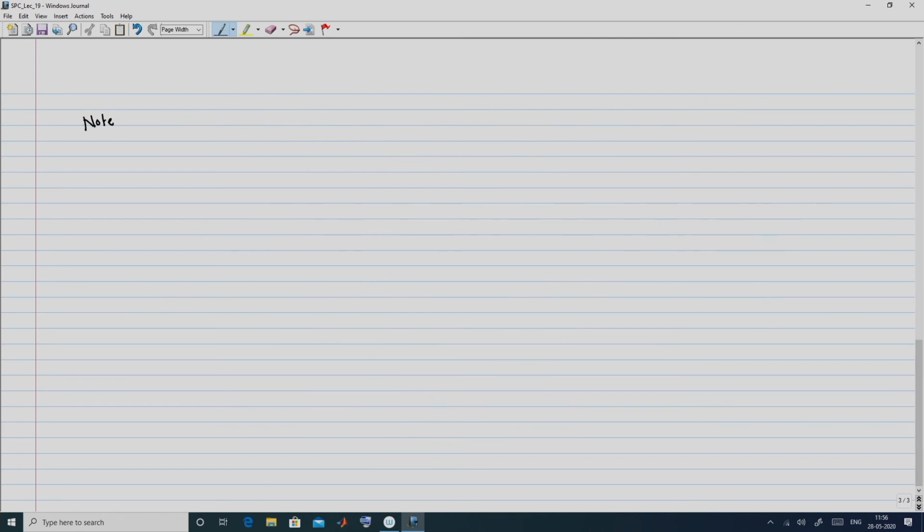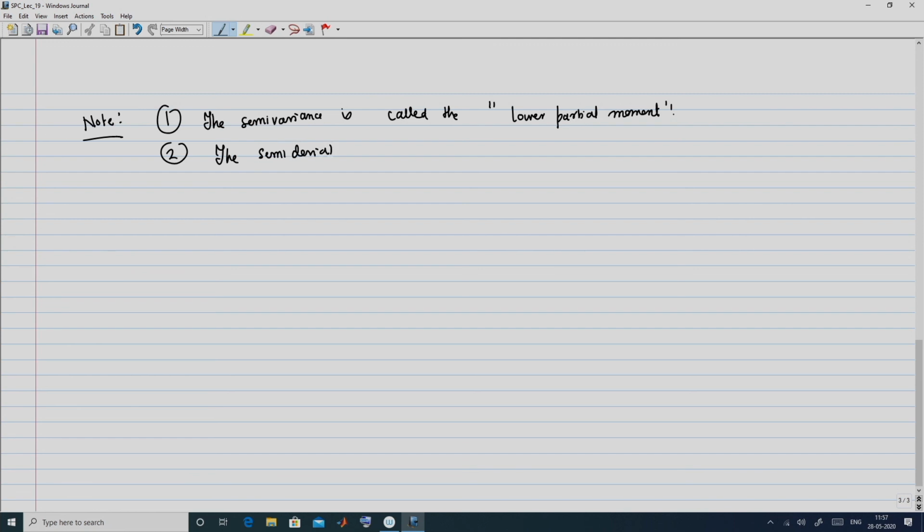All right. So, now I make a few observations. The first observation that I want to make is that the semi-variance is called the lower partial moment. Secondly, the semi-variance leads us to the definition of semi-deviation, and this is defined as sigma_i double bar, which obviously is the square root of sigma_i double bar square.